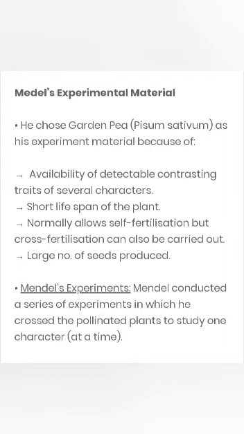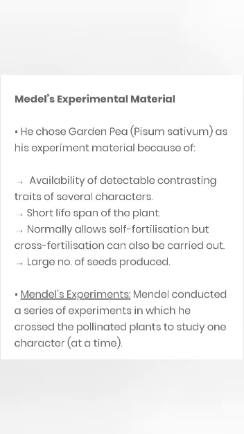Mendel's experiments. Mendel conducted a series of experiments in which he crossed the pollinated plants to study one character at a time. So he carried out a monohybrid cross. In the next video, we will discuss the monohybrid cross and what is the result of the monohybrid cross.